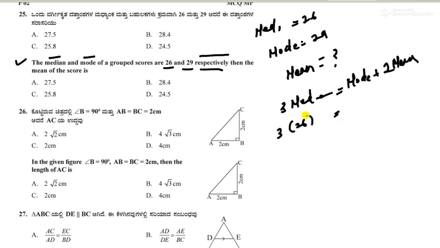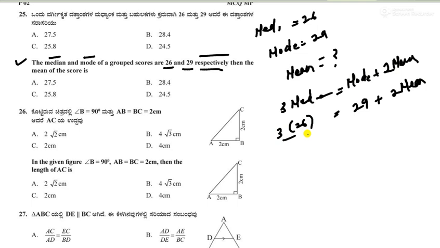Mean is question mark. So we have that relation: 3 median is equal to mode plus 2 mean. This formula you have to apply. So 3 into median, which is 26, is equal to mode, which is 29, plus 2 into mean.